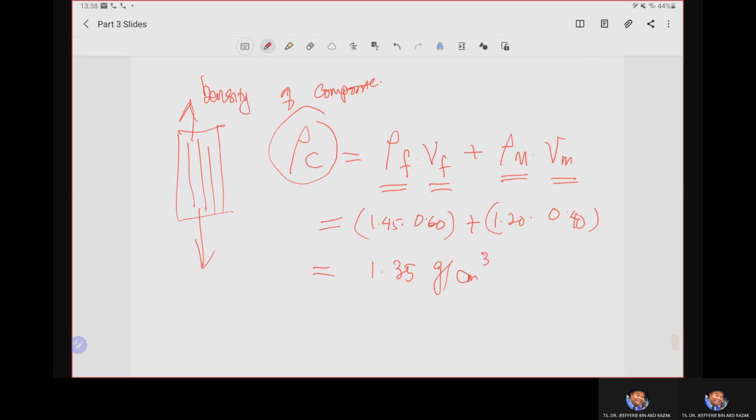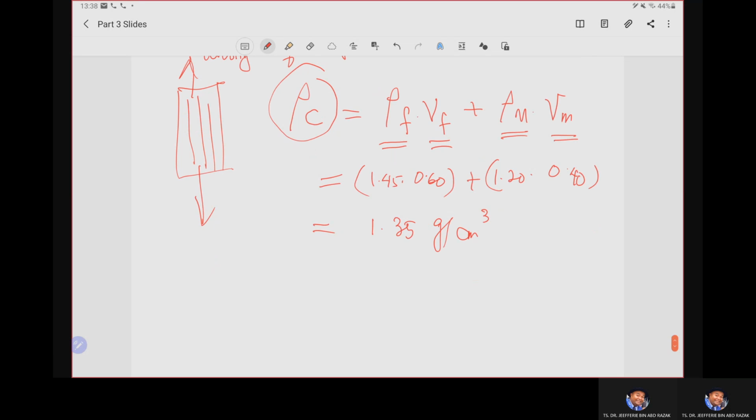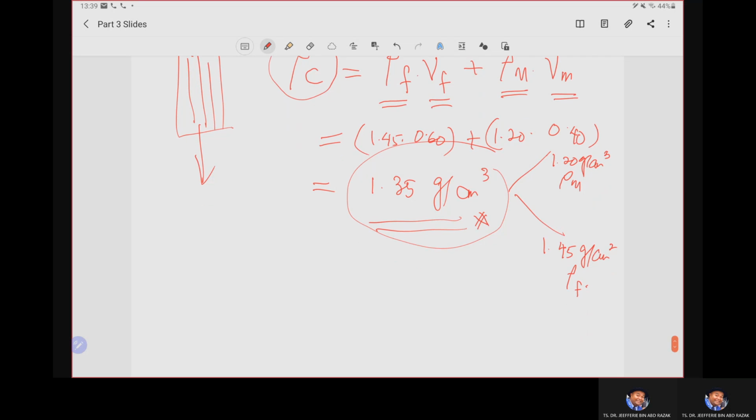As you can see here, the density value of the composite lies between the density value of 1.2 gram per centimeter cube for the raw matrix and 1.45 gram per centimeter cube for the density of fibers. So we can simply say that our calculation is correct.